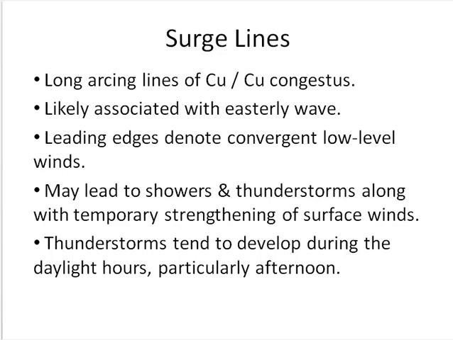Surge lines, also known as convergence lines, are important to distinguish from some of the other types of lines we've been discussing. They're long arcing lines of cumulus and cumulus congestus, likely associated with an easterly wave. The leading edges denote convergent low-level winds. They may lead to showers and thunderstorms, along with temporary strengthening of surface winds. And thunderstorms tend to develop during the daylight hours, particularly during the afternoon. Next, we'll look at an example of a surge line.